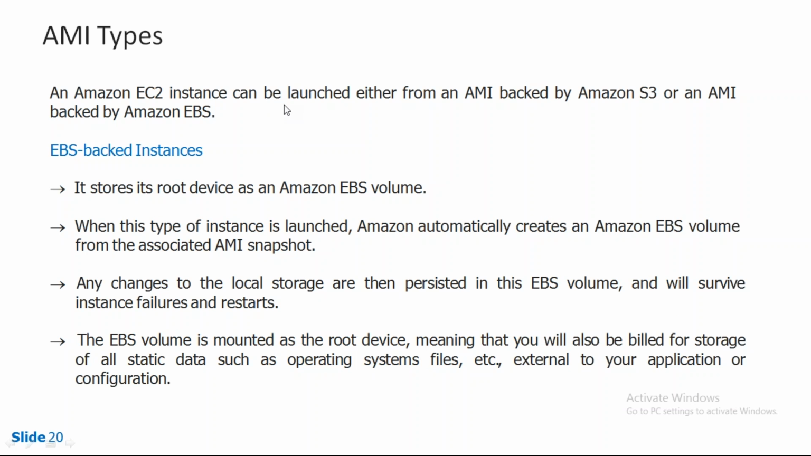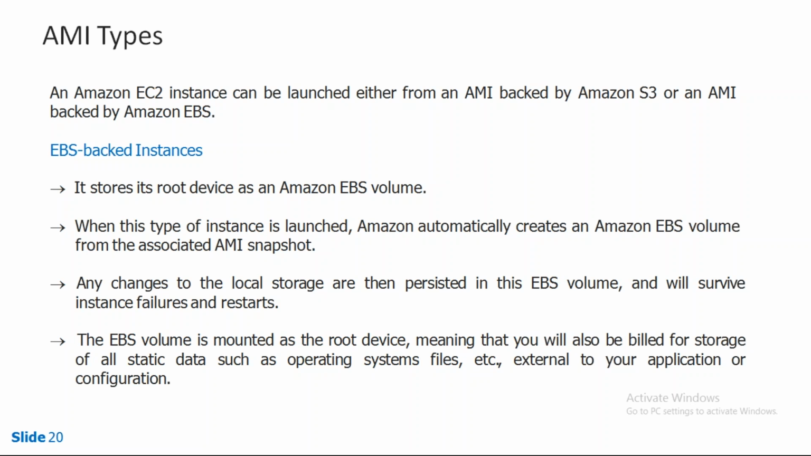An Amazon EC2 instance can be launched either from an AMI backed by Amazon S3 or an AMI backed by Amazon EBS. So there are two different types of instances, that is EBS backed instance and instance stored AMI, sorry. So AMI is nothing but what? The basic thing you remember, it is a pre-bundled configured software which provides you the OS, operating system, and all the supporting software with that.